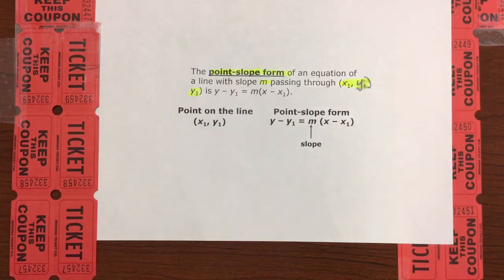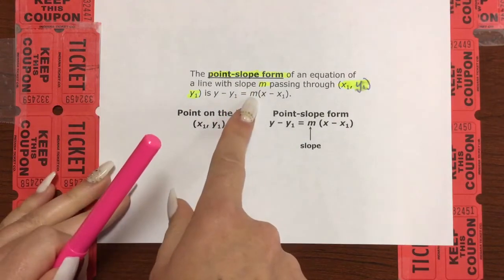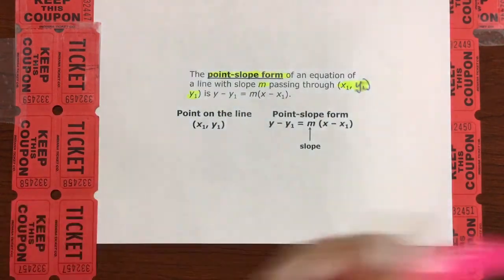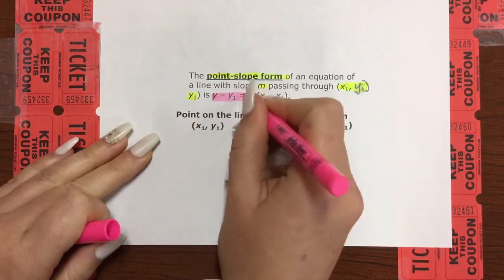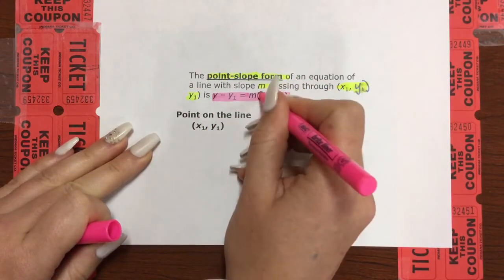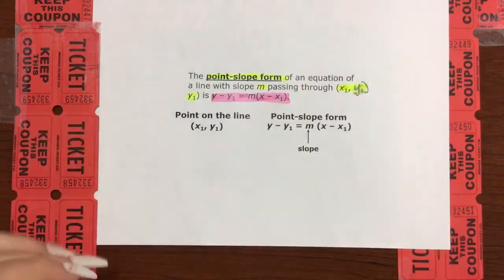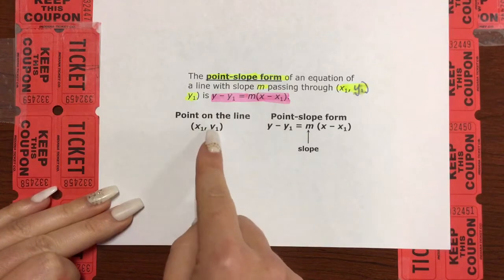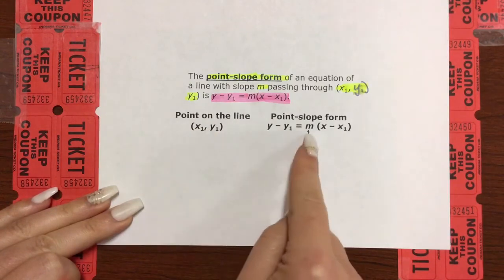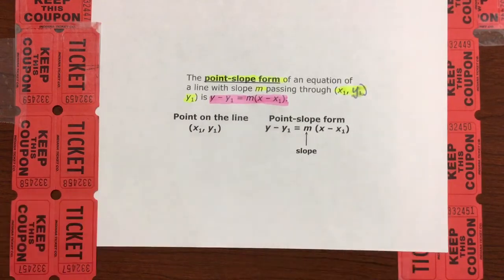Y minus y1 equals m multiplied by the quantity x minus x1. That is the point-slope form. Y minus y1 equals m multiplied by the quantity x minus x1, where the x1 and the y1, that is the point on the line, and this little thing right here, the m, that's the slope.